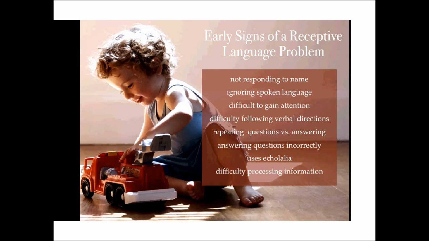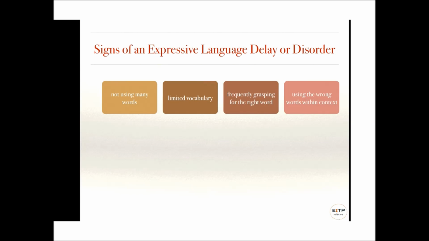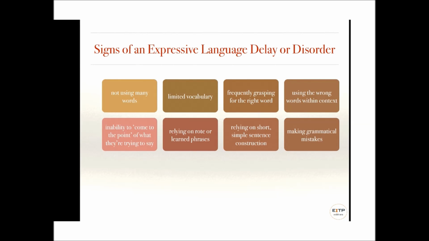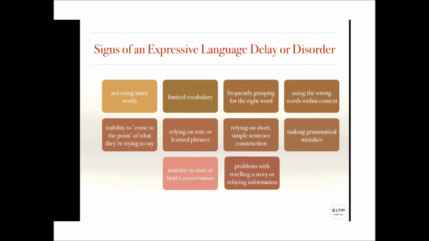These are just some early signs of a receptive language delay, or one that could mean a disorder. So, expressive language delay and disorder. These are also some signs: not using many words, a limited vocabulary, frequently grasping for the right word, using the wrong words within the context, inability to come up with what they're trying to say, relying on rote or learned phrases, relying on short, simple sentence construction. All of these, as you see I have in this slide, delay or disorder, can be signs of either.